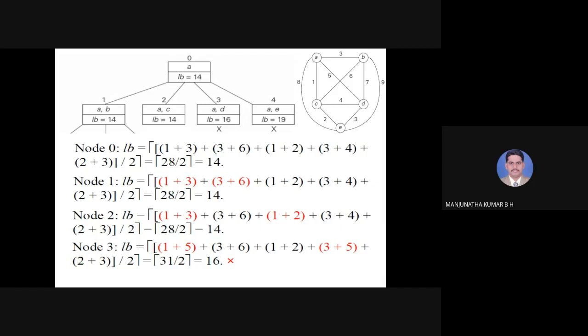Node 1, what does it tell now? That is one option. First I visited A. The next city may be B. That is node 1. If I am not going to B, what is my next choice? The next choice, from A, I am going to visit C.